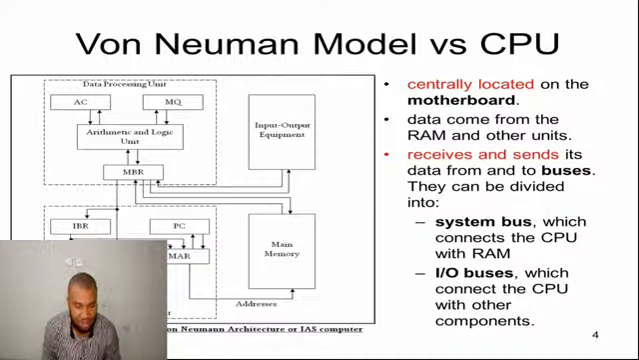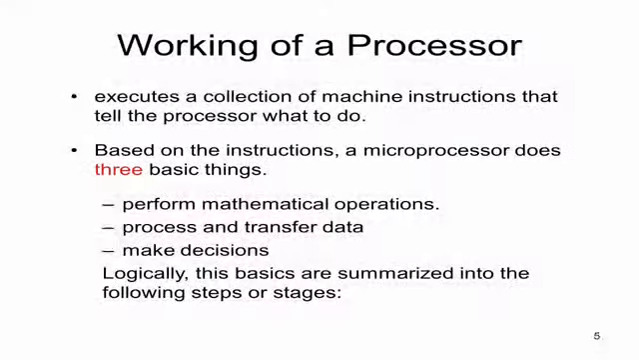Okay, let's see the working of a processor. Typically, how does a processor work? Number one, the processor executes a collection of machine instructions that tells the processor what to do.